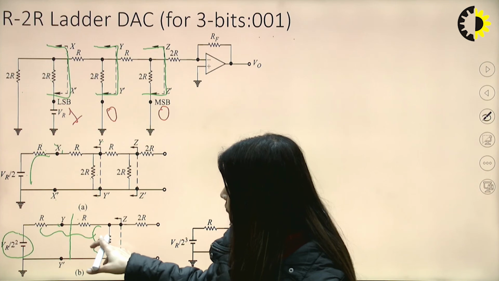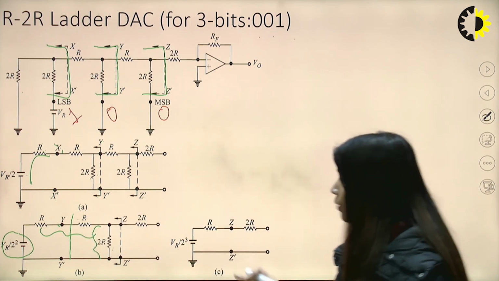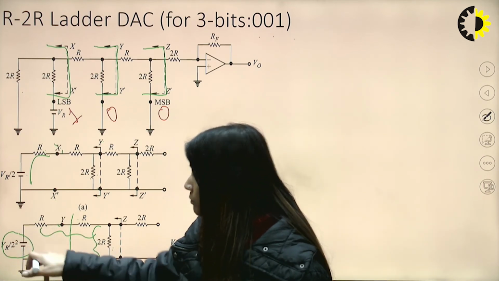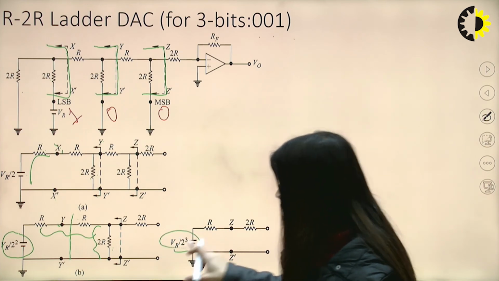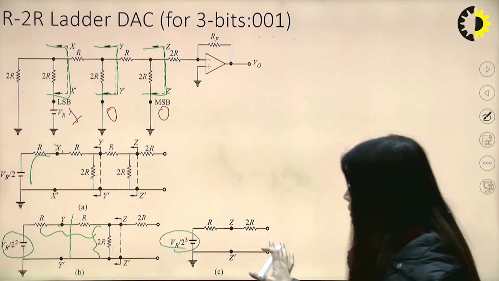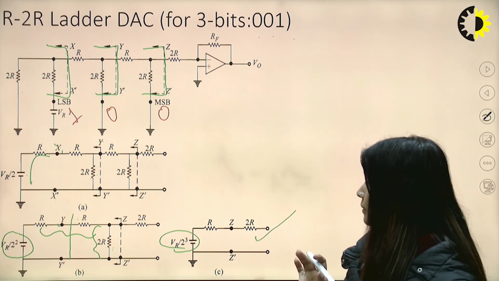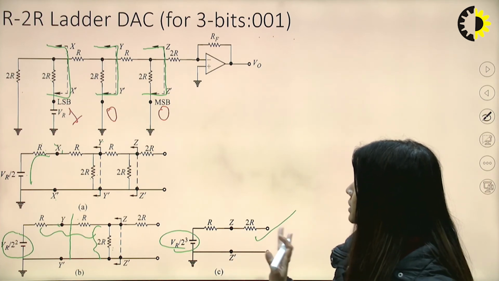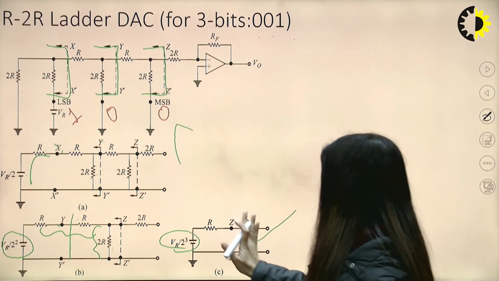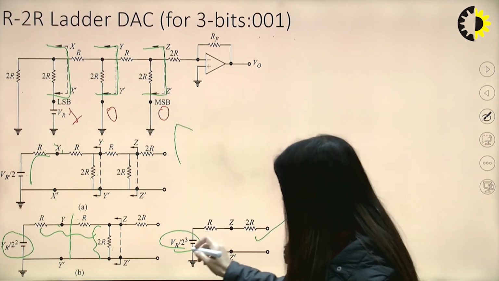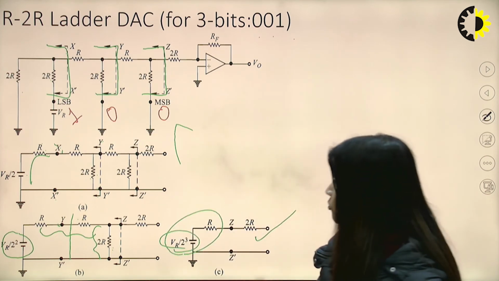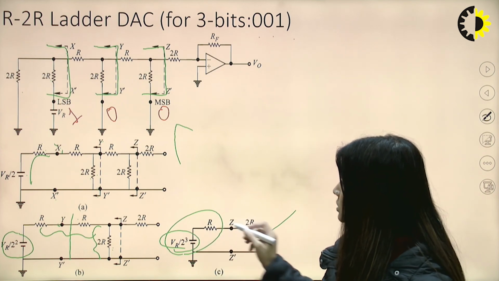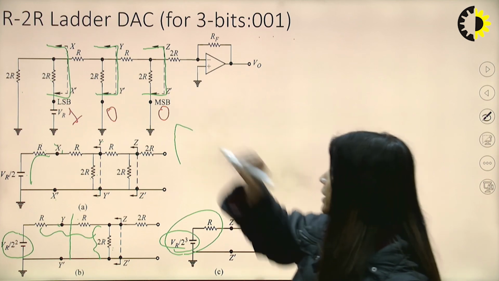that is R, and 2R and 2R in parallel will give me R, and then VR by 2 square will again be divided, and hence I am getting VR by 2 raised to the power 3. Now the circuit simplifies to this particular part, and when my circuit simplifies to this, all the calculations are now easy. So up to this point, this Z to Z dash, we have got the circuit like VR by 2 cube with series resistance R. So this is my Z to Z dash.